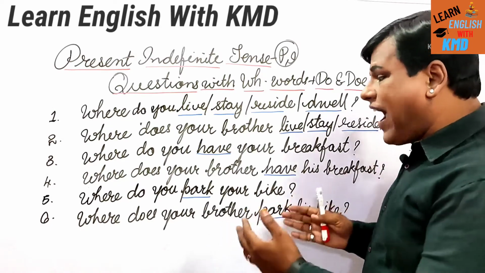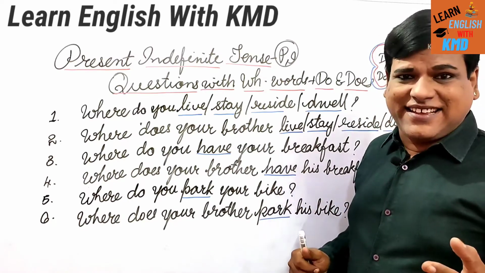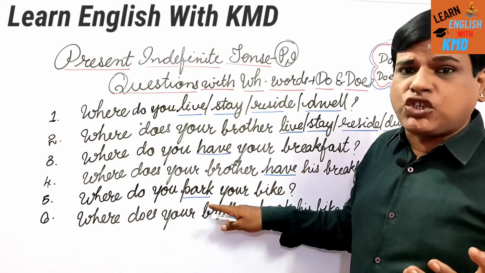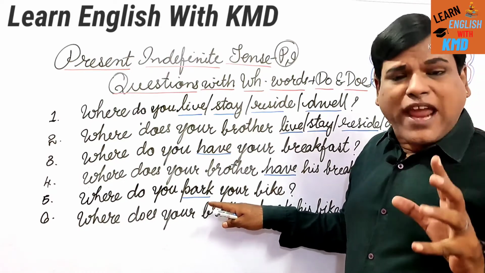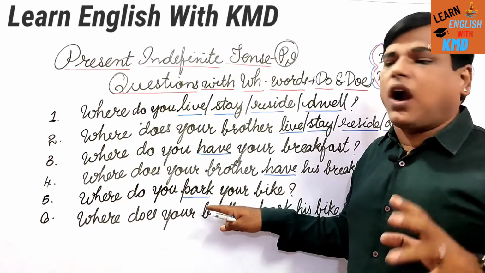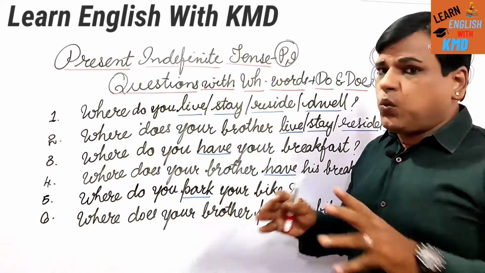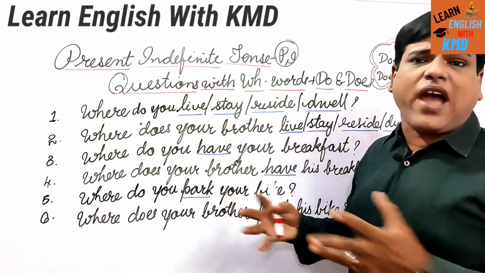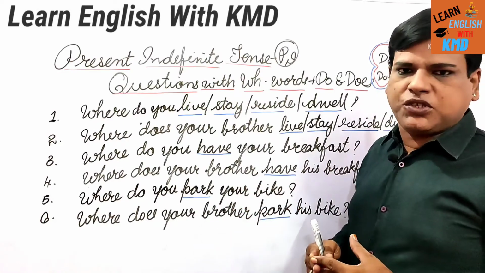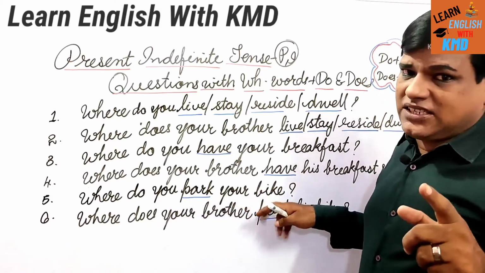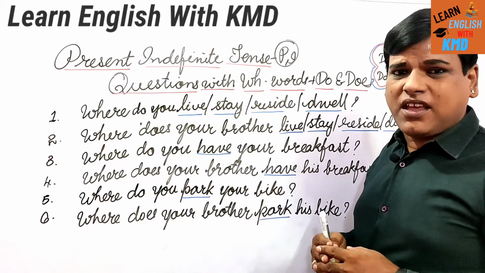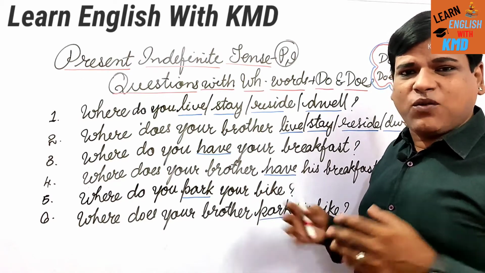Question number 5. Where do you park your bike? Look at the verb here. The verb is underlined for your convenience to make sure that you understand the grammar does not allow us to go with the second or third or fourth form of the verb with do and does. The verbs to be used with do and does are the first form of the verb, or the basic form of verbs. Where do you park your bike? So that's the written English track, and here comes the spoken English track of that question. Where do you park your bike?